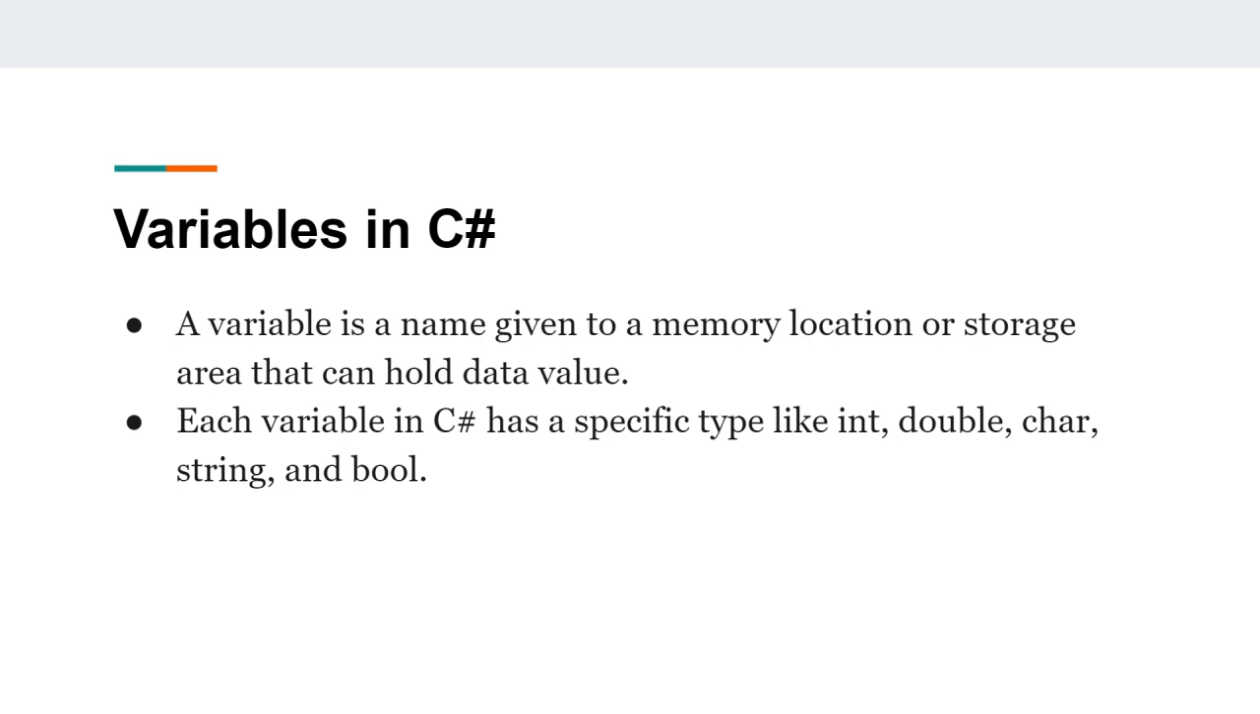Each variable in C Sharp has a specific type like int, double, char, string, and bool. So these are the data types in C Sharp. For each variable, you start with a specific data type like int, double, or char.